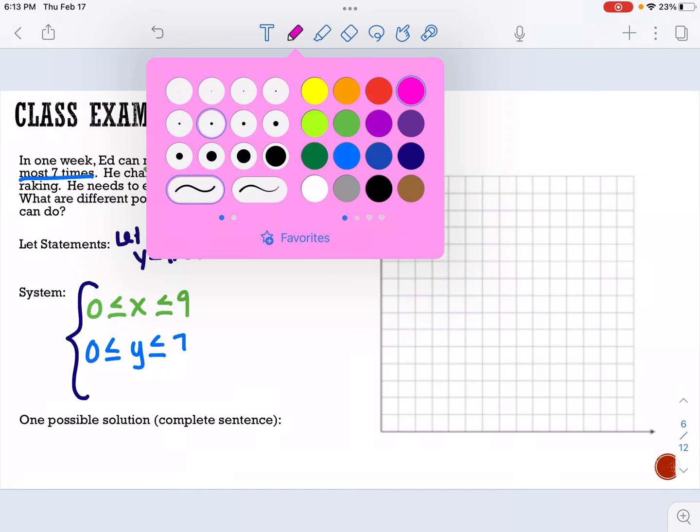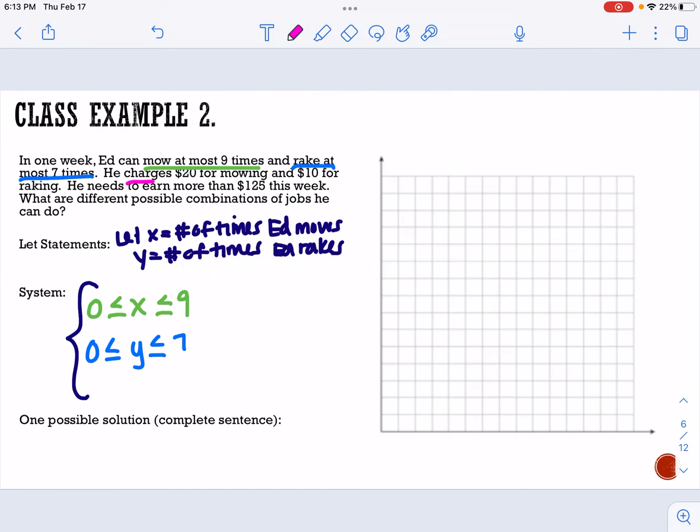Finally, I see some really important information about the profit, right? He charges $20 for mowing and $10 for raking. He wants to earn more than $125. Well, if he charges $20 for every time he mows, that's 20x, plus $10 for every time he rakes, that's 10y. It needs to be greater than 125. It has to be more than 125.